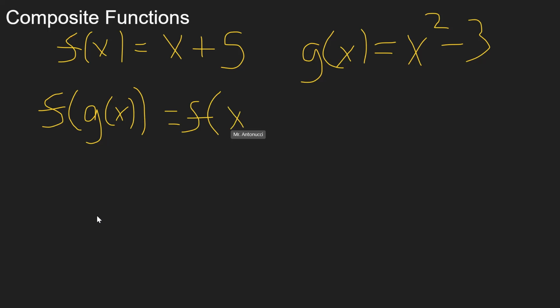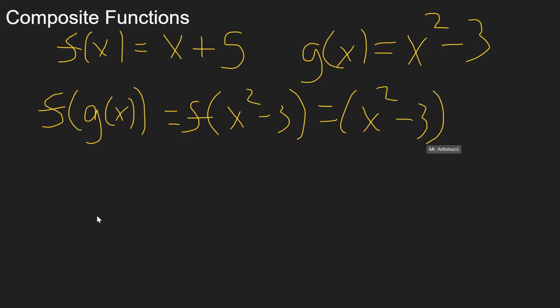All right. So f of g of x, that means you're going to take the function f and plug x squared minus 3 in for x. So instead of x plus 5 for f of x, you're plugging g of x in for the x. So you're plugging in x squared minus 3, plus 5, which would simplify to x squared plus 2.